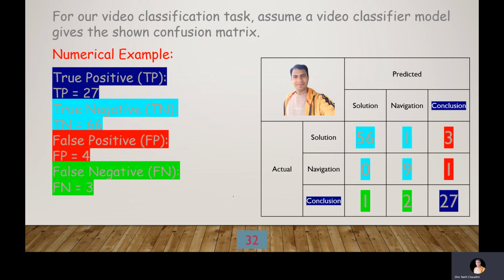Considering that the conclusion is our desired class, the corresponding generic elements are highlighted in the 3x3 confusion matrix. In this case, TP is 27, TN is 66, FP is 4, FN is 3. Now we will calculate the 15 parameters for this class as discussed above.